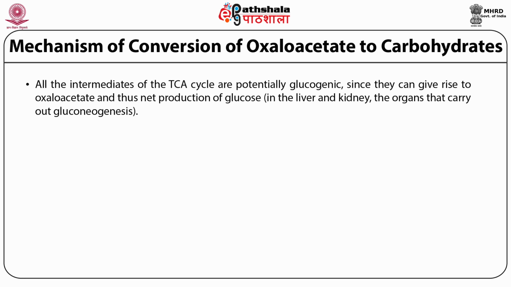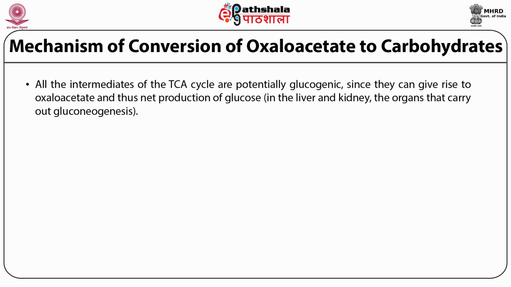All the intermediates of the TCA cycle are potentially glucogenic, since they can give rise to oxaloacetate, and thus net production of glucose in the liver and kidney, the organs that carry out gluconeogenesis.